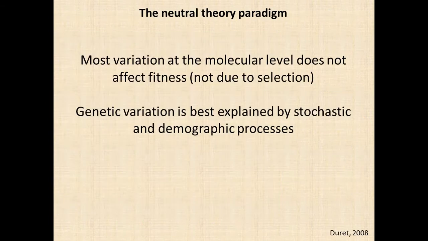Okay, and before we move on with selection, we first need to be aware of another paradigm, another null hypothesis, which is called the neutral theory paradigm. You probably also heard about it, and the idea is that most of the variation we see at the molecular level does not affect fitness. It's completely silent, let's say, when we talk about fitness. So it's not due to selection, and instead the genetic variation we see is best explained by stochastic effects or demographic processes.